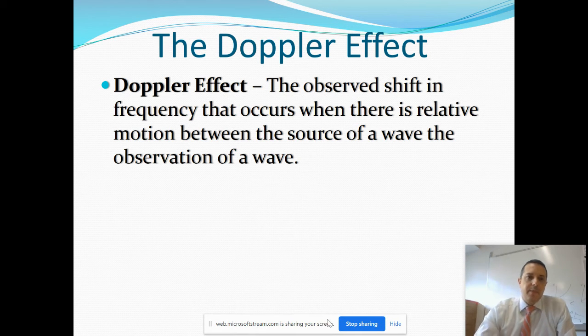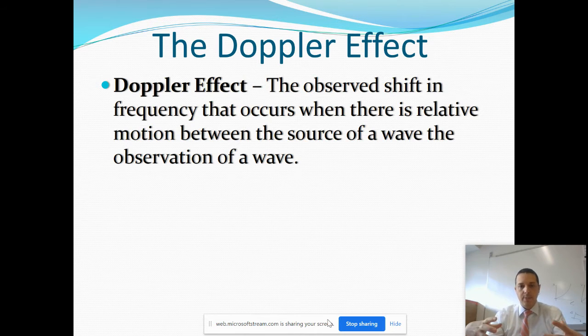So in this video, I want to talk to you about the Doppler effect. This is the next section in your notes. The Doppler effect is what happens when you have something that's giving off a wave. Think about maybe a sound or light that is moving relative to what is receiving the wave. So you have an observer of the wave and you have a source of the wave.